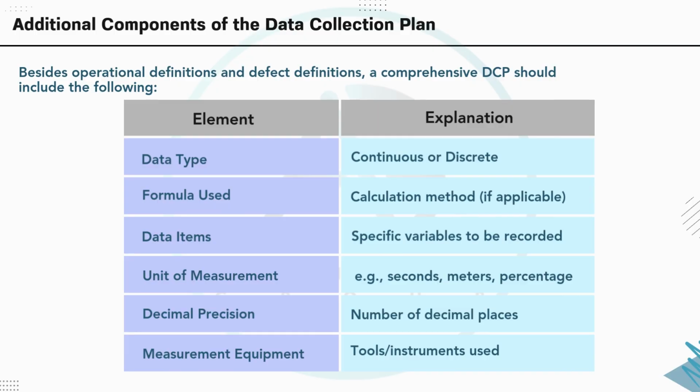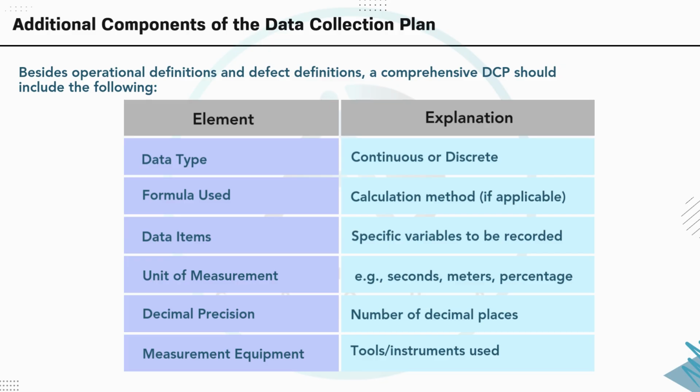Beyond operational definitions and defect definitions, a well-rounded data collection plan, DCP, should include several other key components to ensure clarity, consistency, and quality of the data collected. Let's walk through each of these elements. Data type. Identify whether the data is continuous, like time or weight, or discrete, like count of errors. This determines the kind of analysis we can perform. Formula used. If applicable, document the calculation method, for example, how averages or rates are computed. This avoids discrepancies across data collectors.